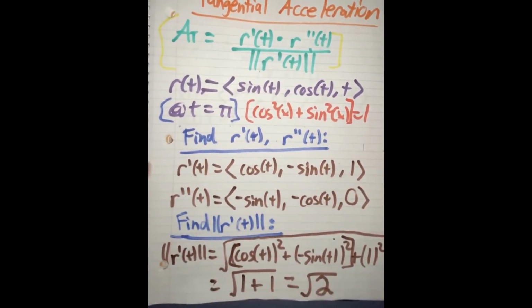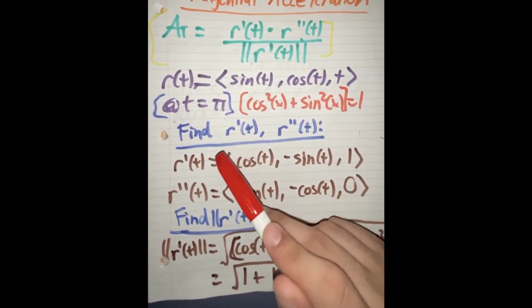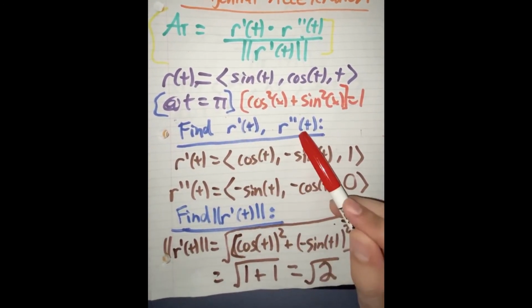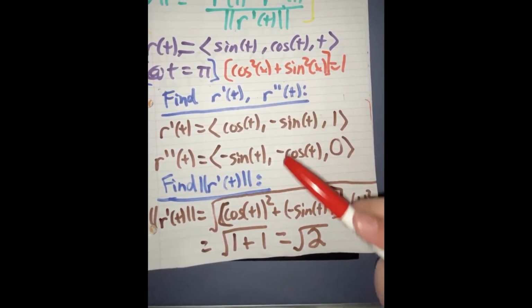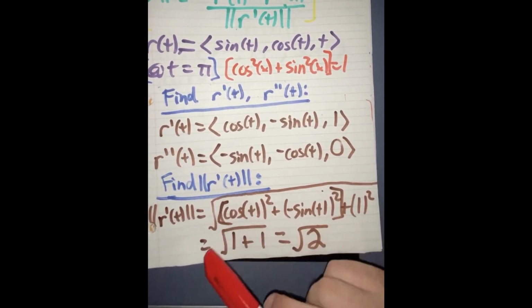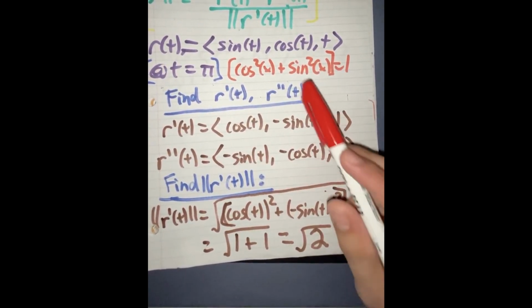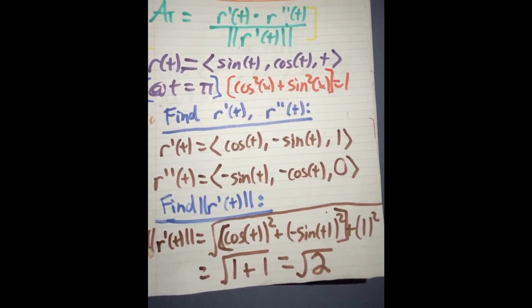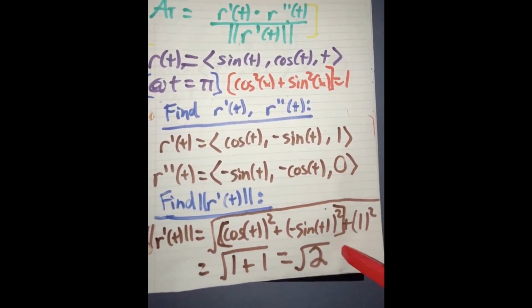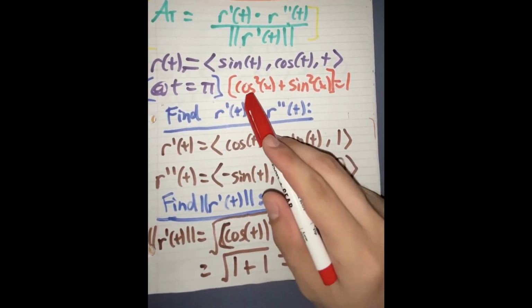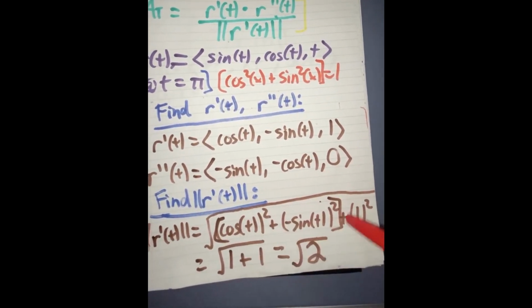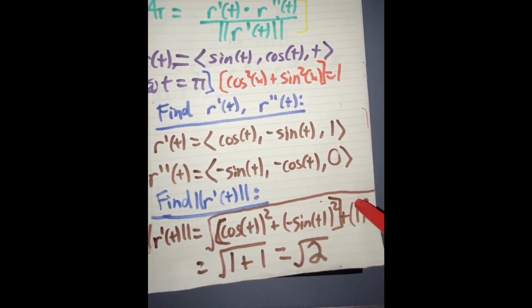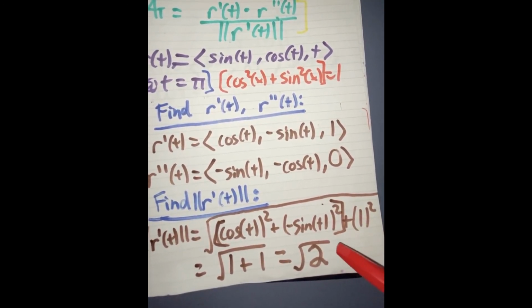So what do we do quickly in retrospect? The first thing we did is we identified r prime of t and r double prime of t. The next step is we took the magnitude of r prime of t to get our denominator, our speed. And in this case, we got a magnitude of the square root of 2. Why? Because cosine x squared plus sine x squared, that trig identity, is equal to 1. And then we substitute it in here. So 1 plus 1 is equal to the square root of 2.